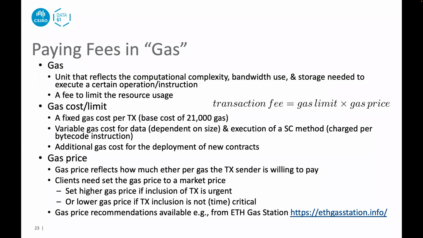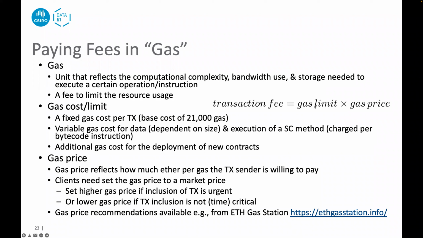So you could decide how much you want to pay. If you're paying a lot, miners would likely include your transaction because they get a good cut out of it. Whereas if you're going to pay very little, your transaction could take a while to get included in a block because miners are not very interested in your transaction.